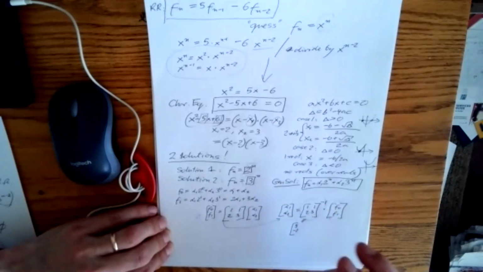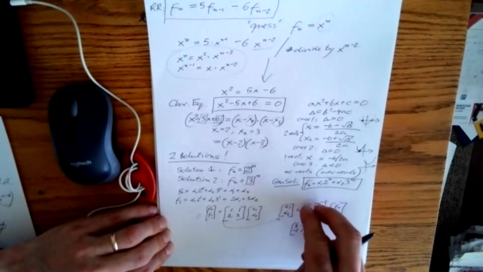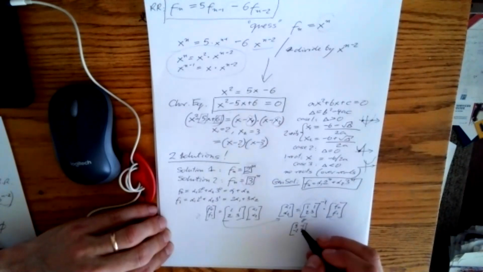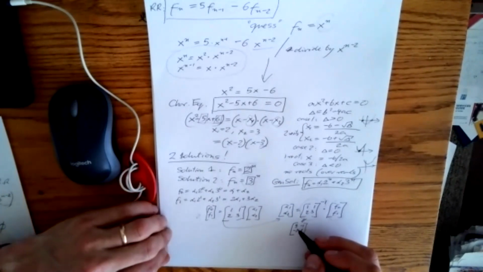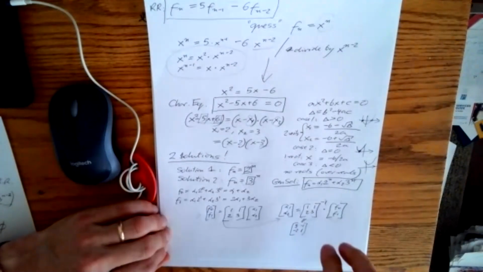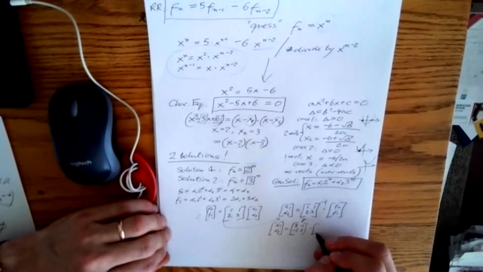Yes, 1, 1, and here it's 1, 1, 1, 1. That's the inverse of this matrix, right? So alpha 1, alpha 2 is this.